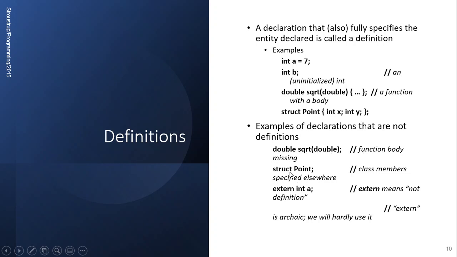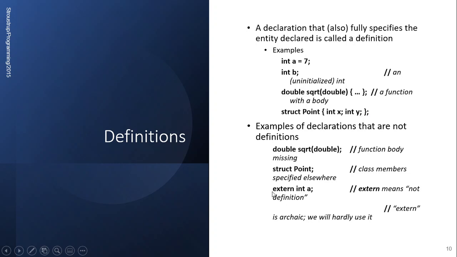Here we are introducing a new name, struct point, but we are not specifying its members. So int x and int y are the two members of point. Any point is basically an ordered pair, x coordinate and y coordinate in 2D. So this is a 2D point.